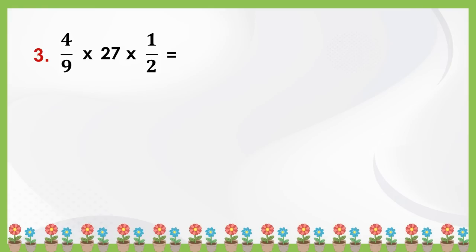Number 3. 4 over 9 times 27 times 1/2. Rewrite 4 over 9 times 27, which is the same as 27 over 1. Then rewrite 1/2. Now, find the pairs of numerators and denominators that have common factors. So these are 4 and 2. Their common factor is 2. 4 divided by 2 equals 2. 2 divided by 2 equals 1.